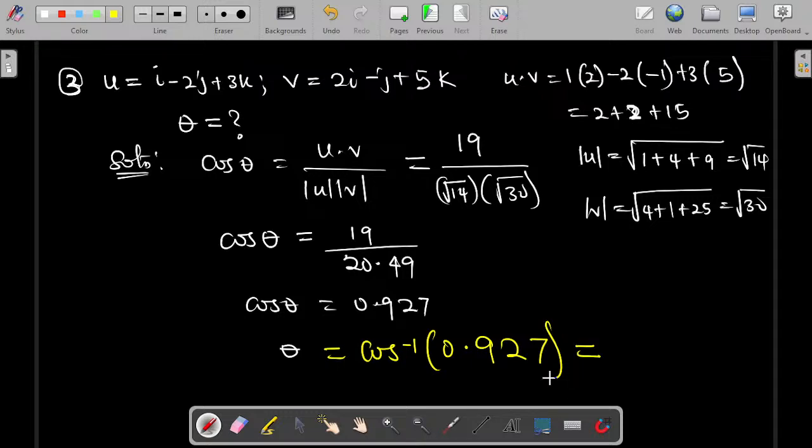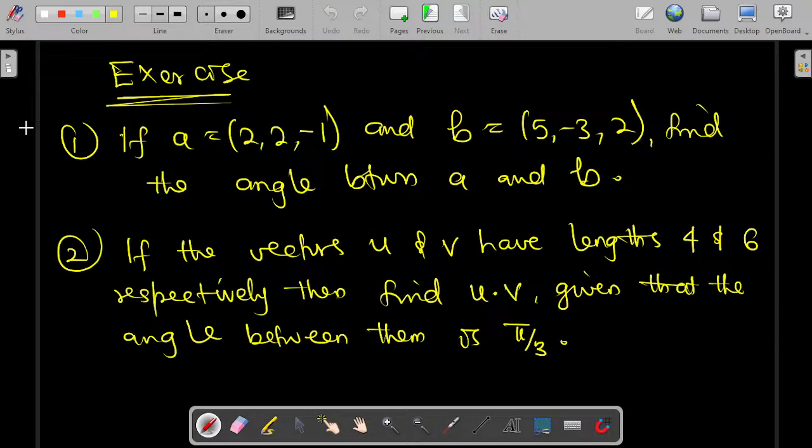Finally, theta can be cos inverse of 0.927. What is the cos inverse of that? Did anybody get up to this point? Remember your answer should be in degrees. That's giving us 25.58.